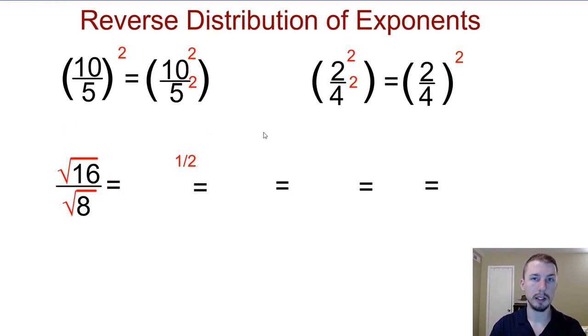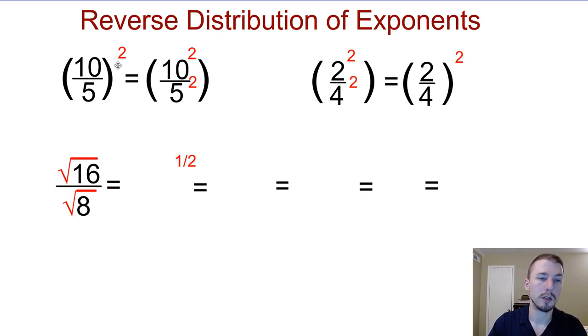Okay, so that's a trick for multiplying radicals. Now let's look at division. With division, we have this reverse distribution of exponents, not across multiplication anymore, but now across division. Because multiplication and division are on the same level when it comes to the order of operations, pretty much anything we can do with multiplication, we can also do with division. So we can distribute the exponent across the numerator and denominator, just like we were able to distribute it through multiplication.